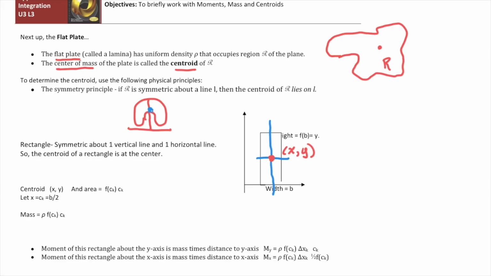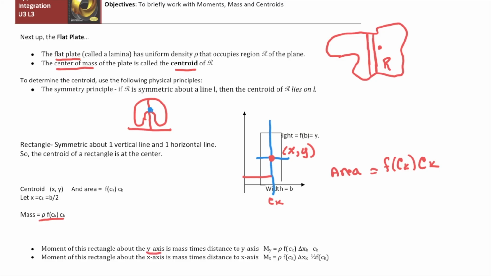And we will say that the x value is going to be some sort of c sub k, in which case the area of this rectangle is going to be equal to the height, which is f of c sub k, multiplied by delta x. Well, the area could be very important because what we know is that mass is equal to the density multiplied by the area. So if we consider this one rectangle to be one little slice of a rectangle in our lamina, what we're going to be able to do is figure out the moments of this rectangle about the y-axis and about the x-axis.